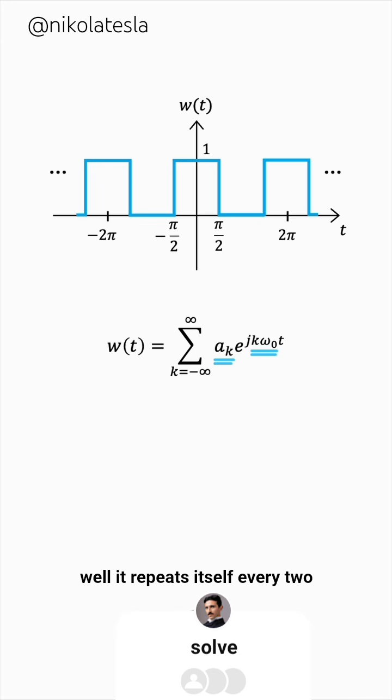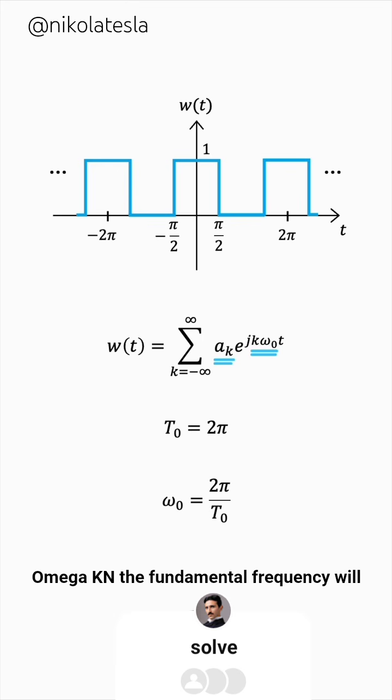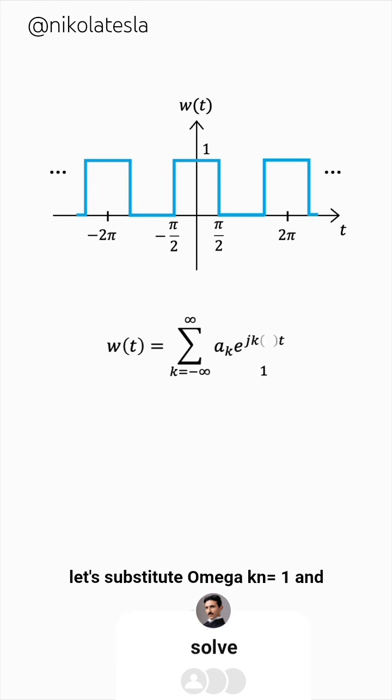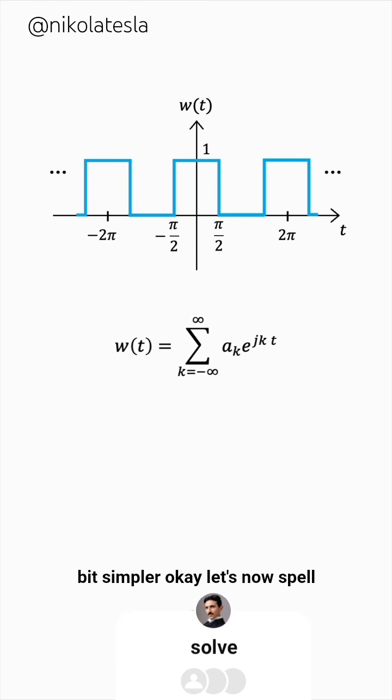Well, it repeats itself every 2 pi seconds, so its fundamental period, T naught, must be 2 pi, and so omega naught, the fundamental frequency, will be 2 pi over 2 pi, or 1 radian per second. So let's substitute omega naught equals 1, and that makes the sum a little bit simpler.